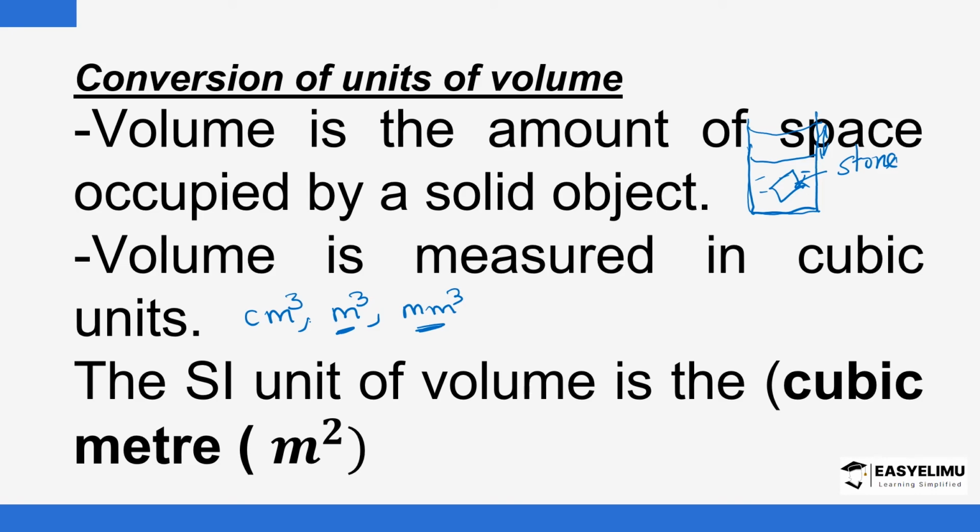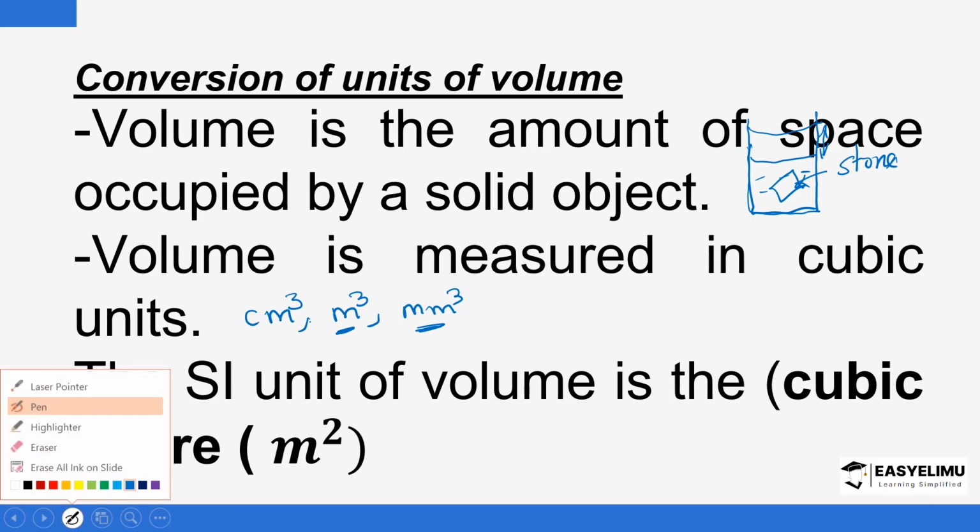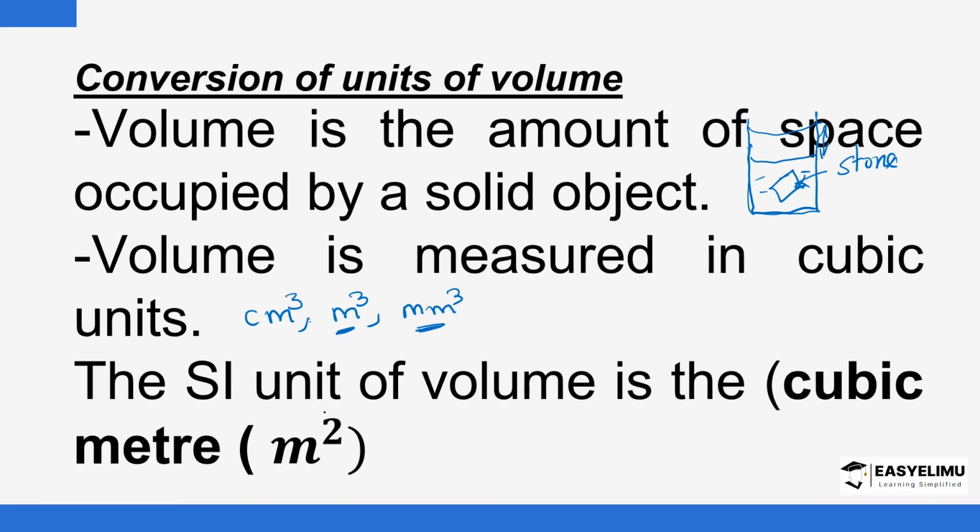So the standard unit of measuring volume is the cubic meter, and it's written as m cubed. So this is m cubed, m power 3. You see, that is the standard unit of measuring volume. We call it the SI unit of measuring volume. It is the cubic meter, written as m cubed.